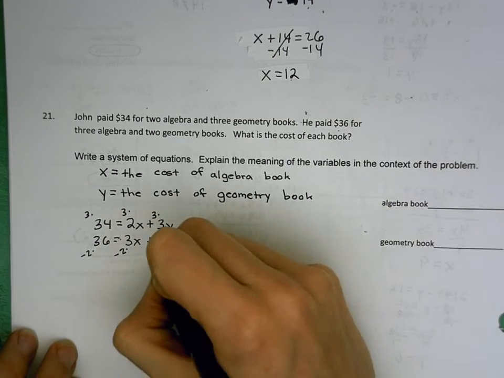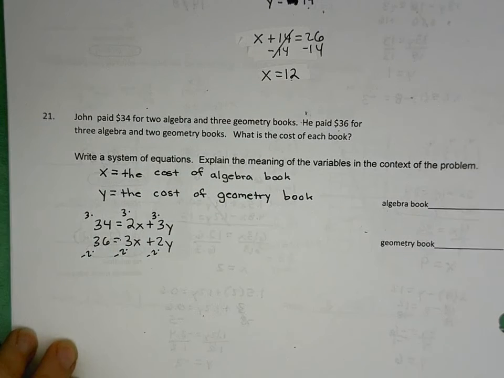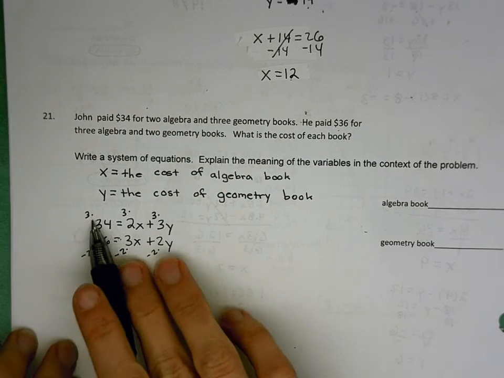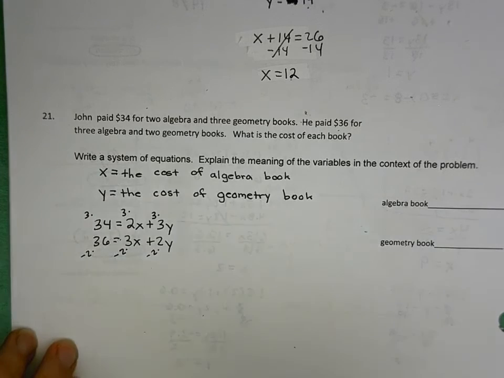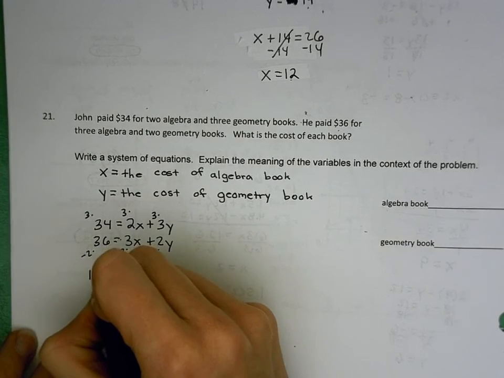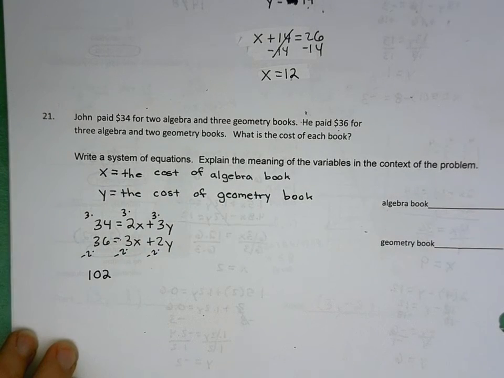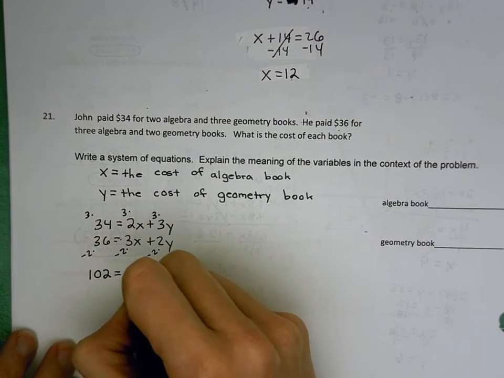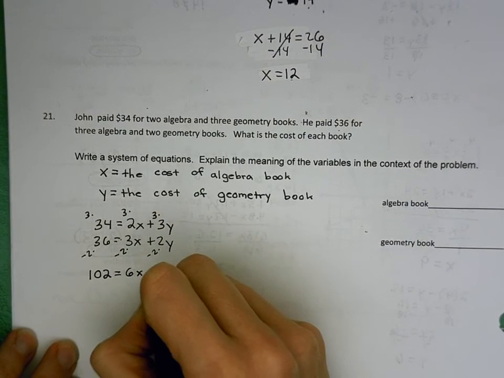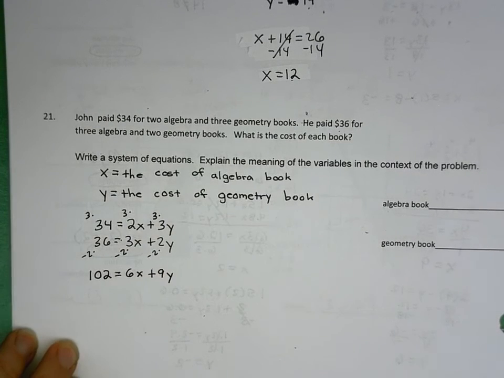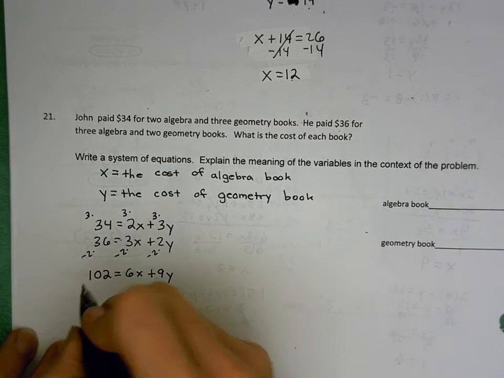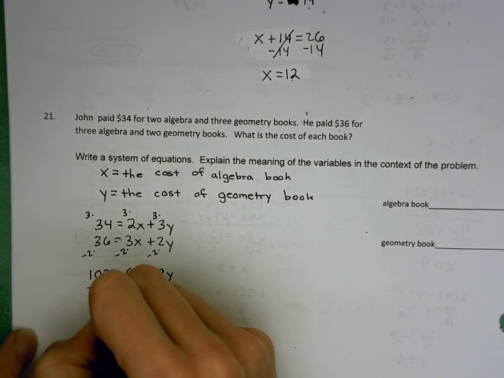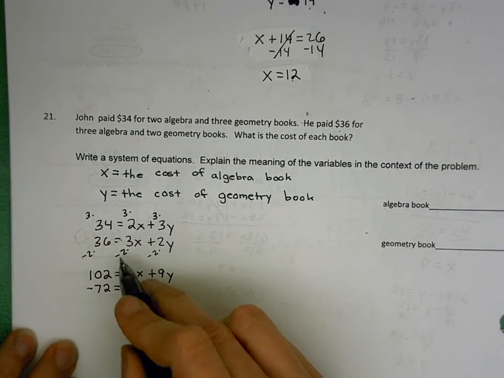3 times 34 is 102. 3 times 2 is 6, and 3 times 3 is 9. -2 times 36 is -72. -2 times 3 is -6x. -2 times 2 is -4y.